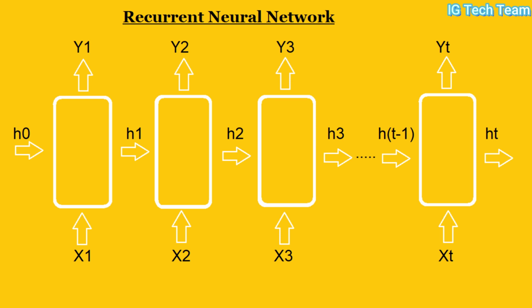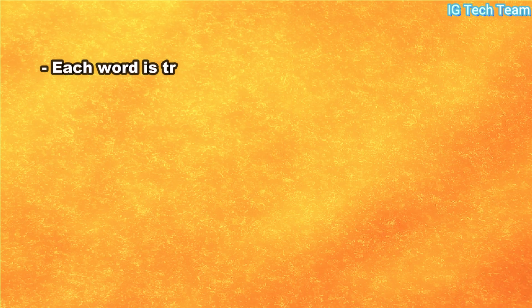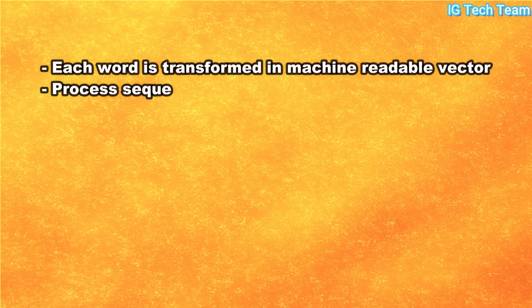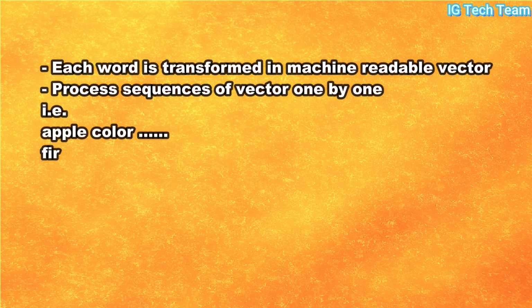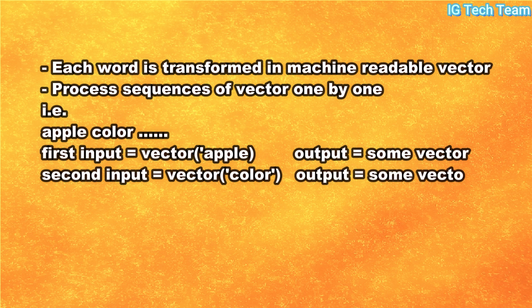Now, how does RNN work? This is the same architecture we have seen before. We have input, hidden layer, and output in each step. In RNN, suppose we want to predict the next word from the previous one. First of all, each word is transformed into machine-readable vectors, as we all know. Then the RNN processes the sequence of vectors one by one. But it includes some difficulties.